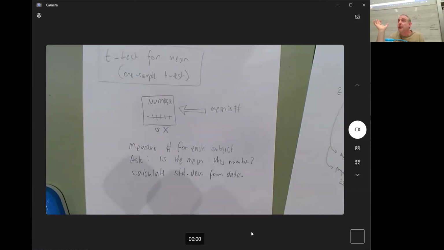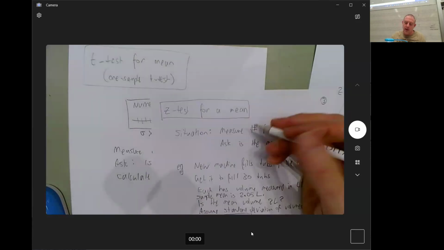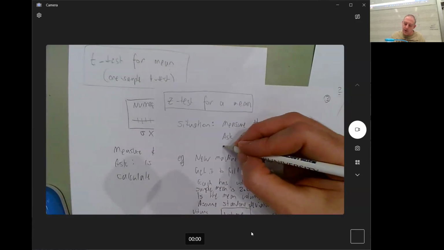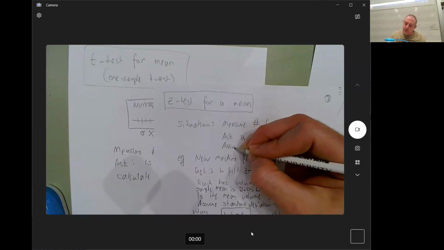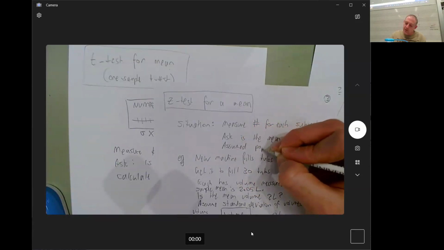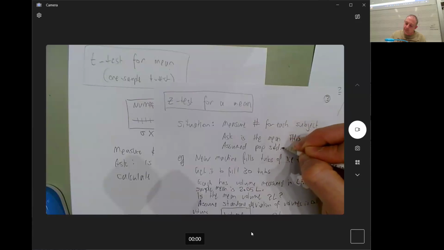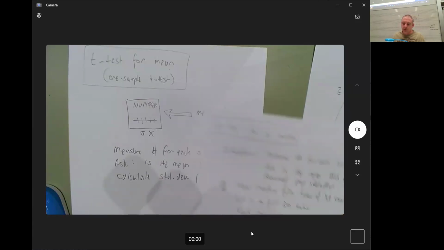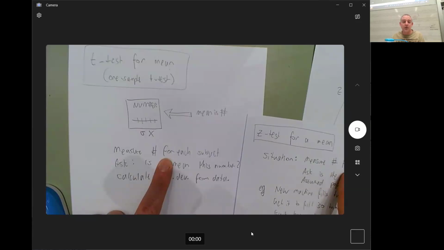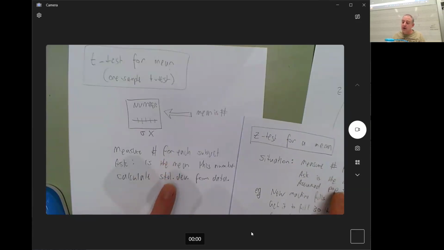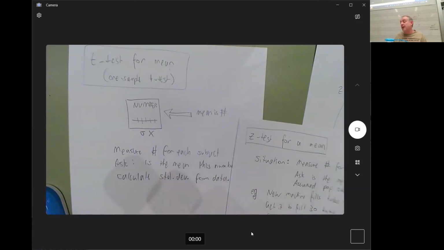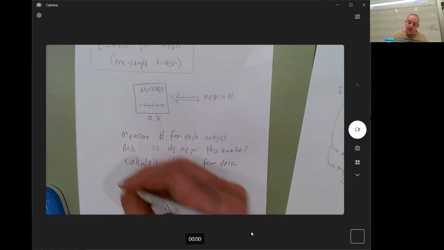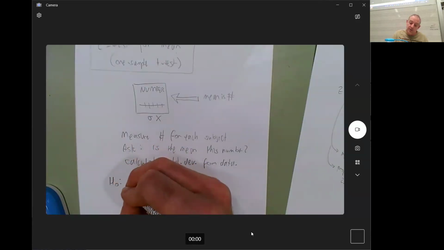I'm not going to do the whole story. I just wanted to say that's the situation. So when we line these up next to each other, the thing we added to the Z-test was that we assumed the population standard deviation. So the difference is, they're exactly the same. We measure the number for each subject. We ask, is the mean this number? In the Z-test, we assumed the population standard deviation, and in this one we calculated it from the data. And so your null hypothesis looks exactly the same.